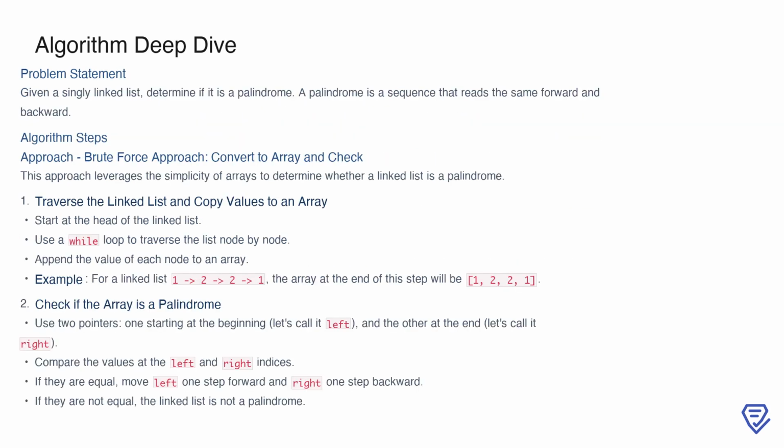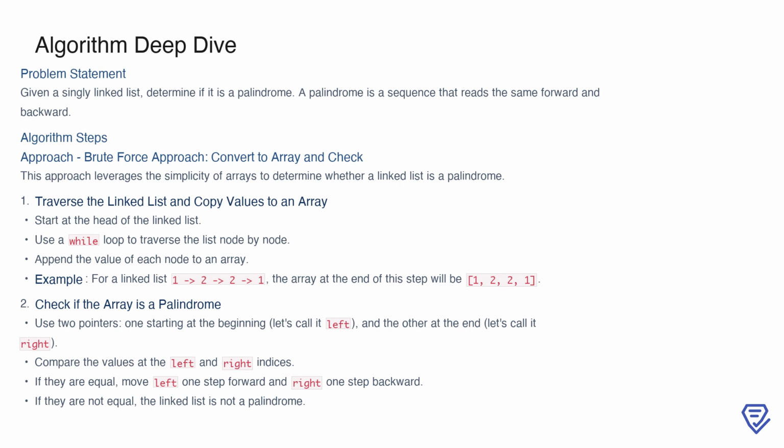To solve the problem of determining whether a singly linked list is a palindrome, one straightforward approach is to leverage arrays. The key idea is to convert the linked list into an array, which allows us to easily perform a two-pointer comparison from both ends. First, we traverse the linked list node by node and copy each value into an array. For example, a linked list like 1-2-2-1 would result in the array 1, 2, 2, 1 after this step.